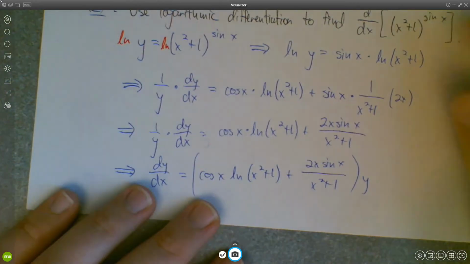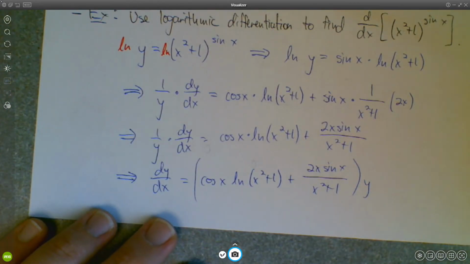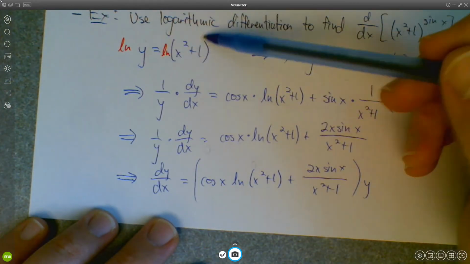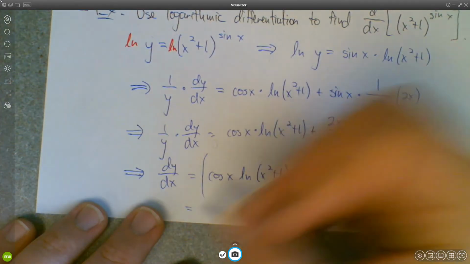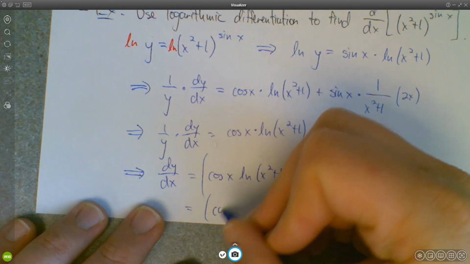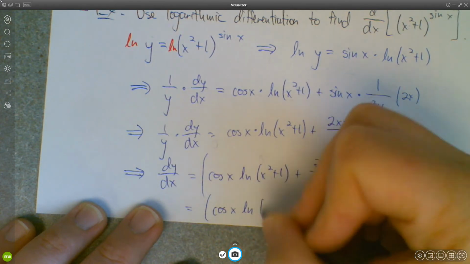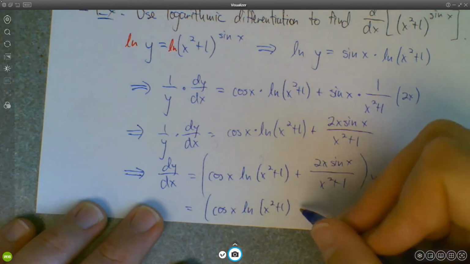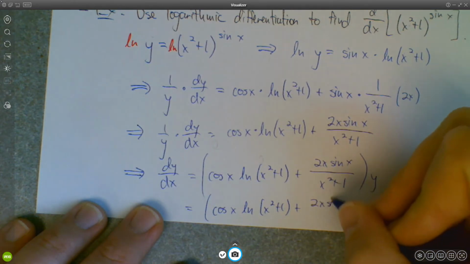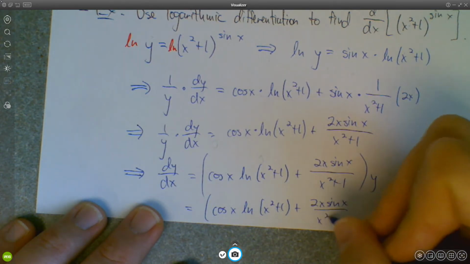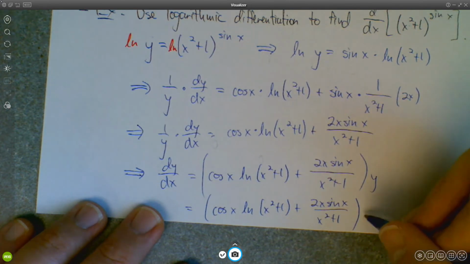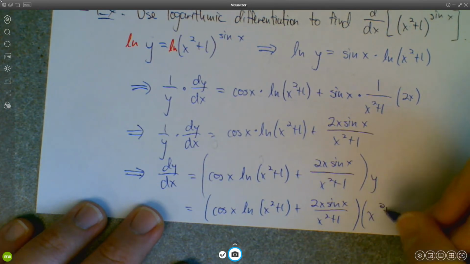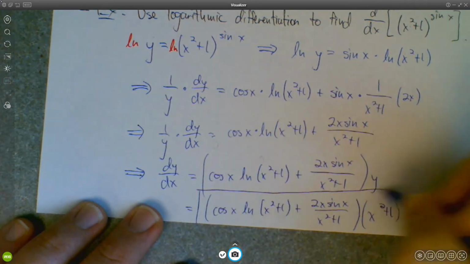Times y. Okay. The final step, of course, would be to say, well, what was y? Well, y was x squared plus 1 to the sine x power. So I can take this one step further: cosine x ln x squared plus 1 plus 2x sine x over x squared plus 1 times y, which is x squared plus 1 to the sine x. And there's your derivative, right?